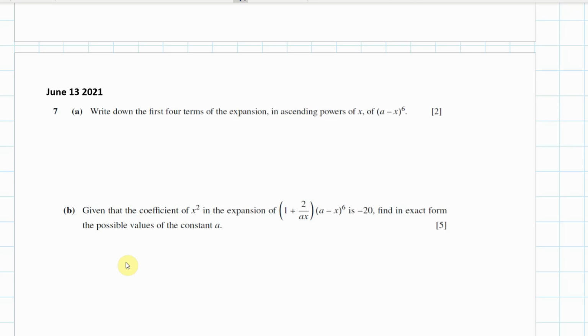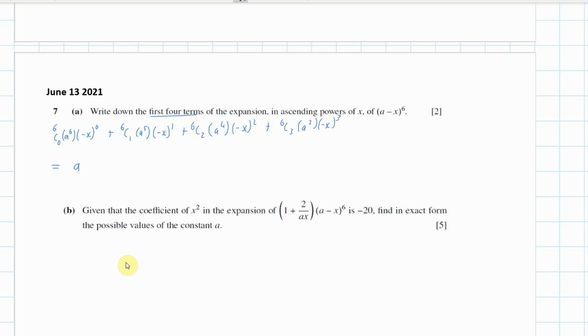So we're going to go 6 choose 0, a to the power of 6 times negative x to the power of 0. That's the first one. 6 choose 1, a to the power of 5 times negative x to the power of 1. 6 choose 2, a to the power of 4 times negative x to the power of 2. And then the last one, 6 choose 3, a to the power of 3 times negative x to the power of 3. Okay, perfect. So we just add those all up.